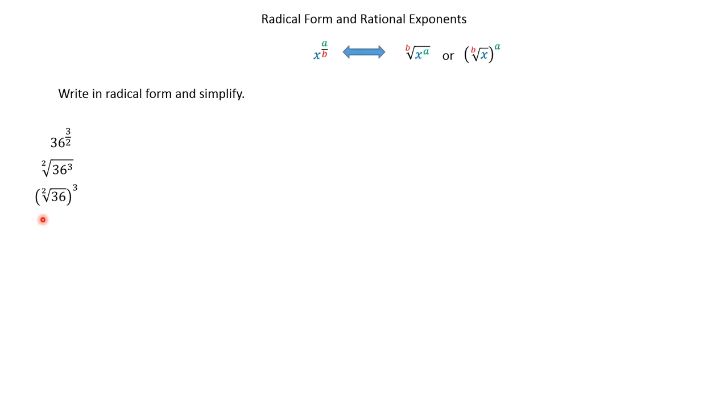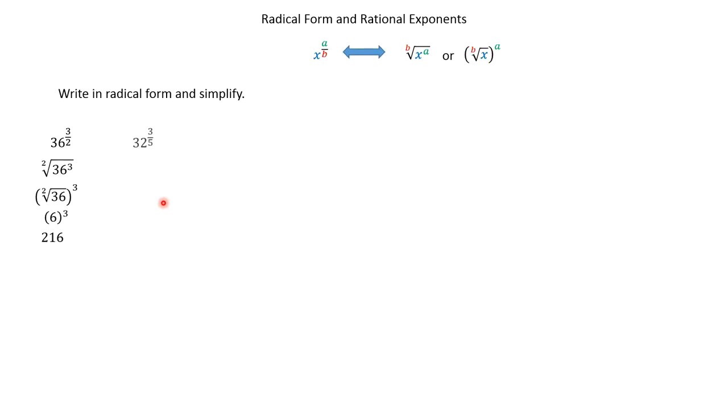So I'd write it like this. The square root of 36 is just 6, so we have 6 cubed, and 6 cubed is 216. There we go. We wrote it in radical form, either one of these, and then we simplified. Fun story, if you put 36 to the 3 halves in your calculator, it will give you 216. Your calculator will do these, but it doesn't put it in radical form for you. So yes, you still do need to show it, but you can check your answer pretty easily.